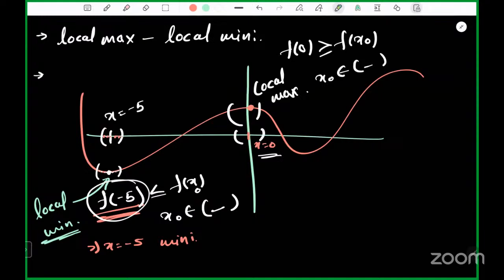But for it to be global, for example, if around -1, f of -1 should be less than f of 0. And if you can take a very close interval.